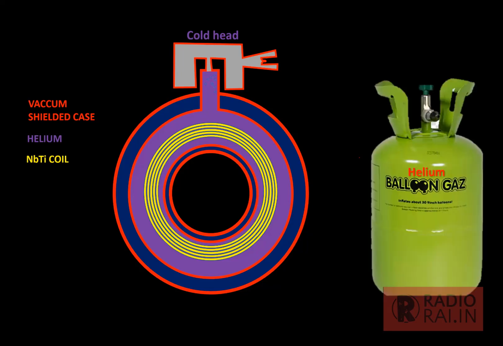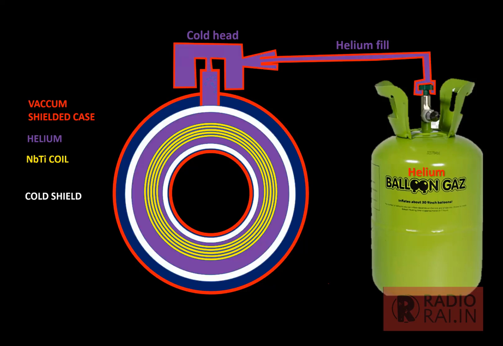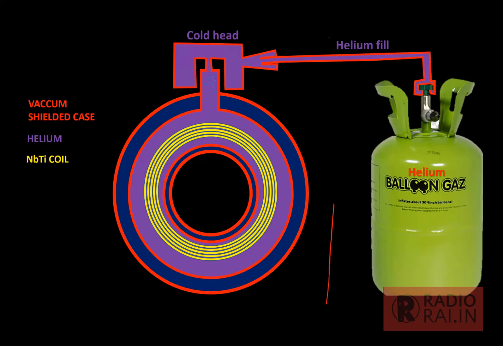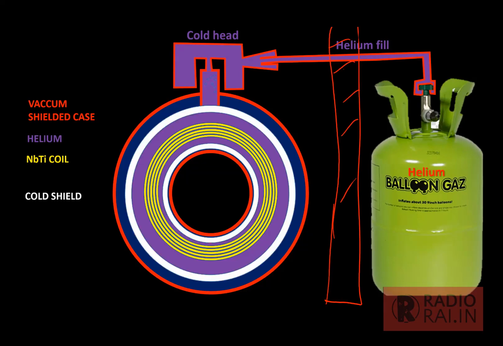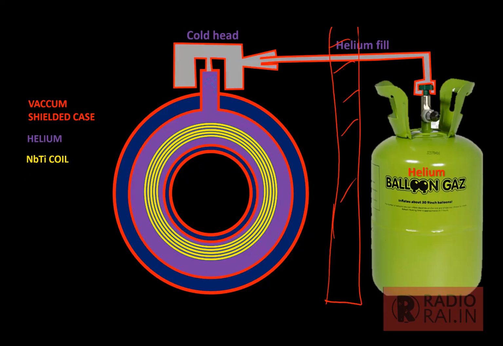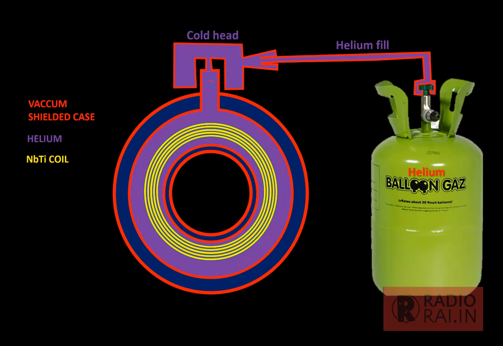Now this entire thing will be connected to a helium tank, which will not be present in the MRI room, but outside the MRI room, and it will be connected through a pipe. This helium tank will be continuously filling the helium container inside here, making sure that the helium is always full. So this is about the helium tank, the cold head, the superconducting niobium titanium coil, and the minus 290 degrees Celsius that we have to maintain.